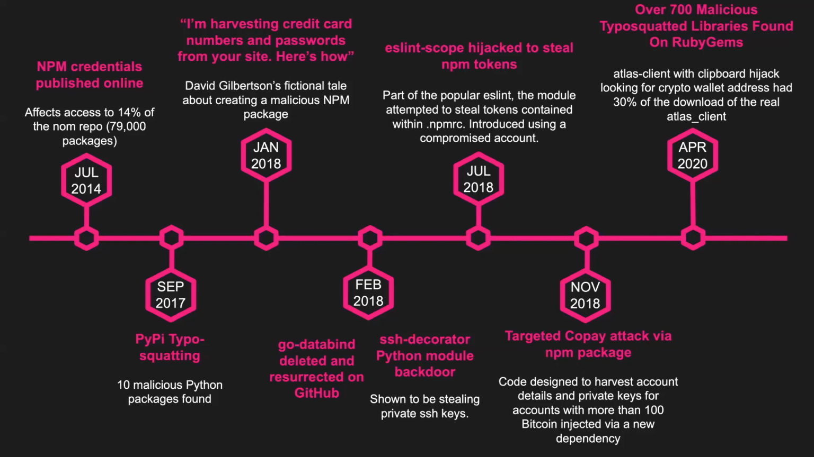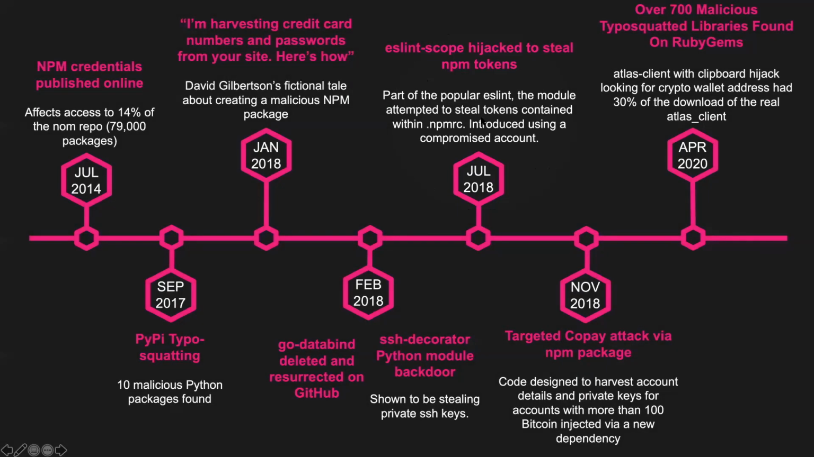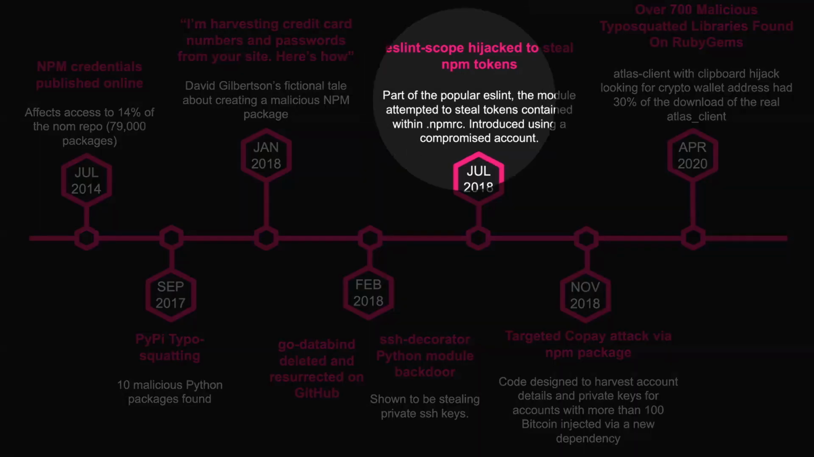And most of them have been things that are a bit almost silly, like cryptocurrency attacks. But there have been some more serious ones, like ESLint, set up to try and steal your npm token. This was a compromised account that introduced a new dependency, eslint-scope, into ESLint, which is very popularly used.